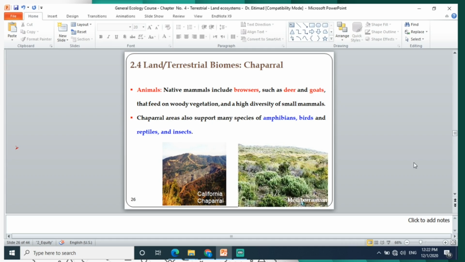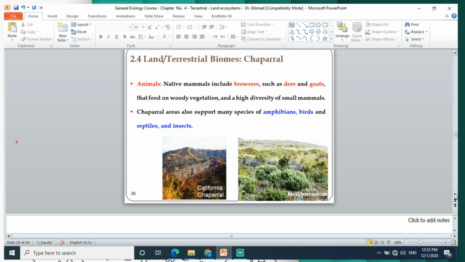Native mammals in the chaparral, such as deer and goats, are found there, and also amphibians, birds, reptiles, and insects, because there is a diversity of fauna and flora present in the Mediterranean climate.